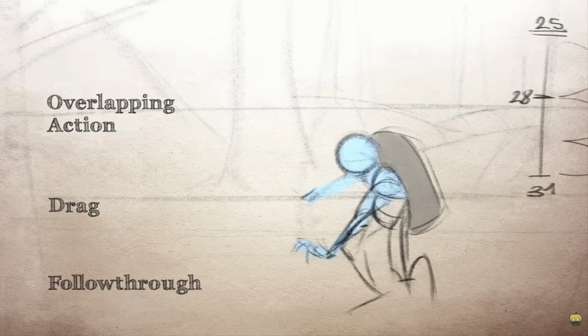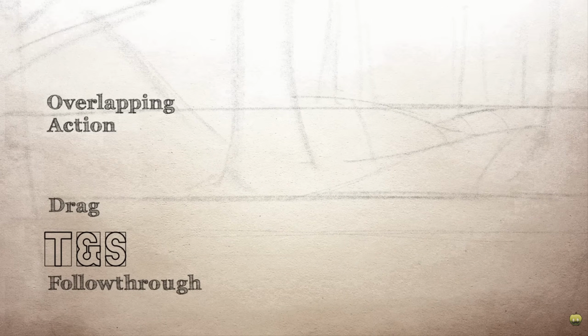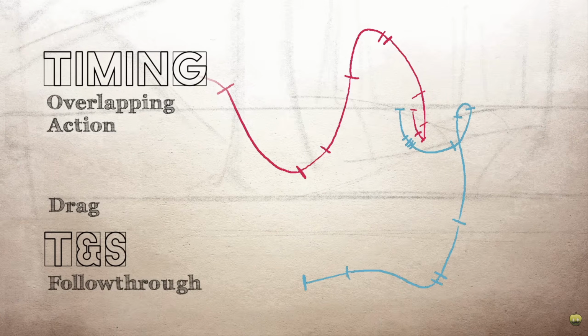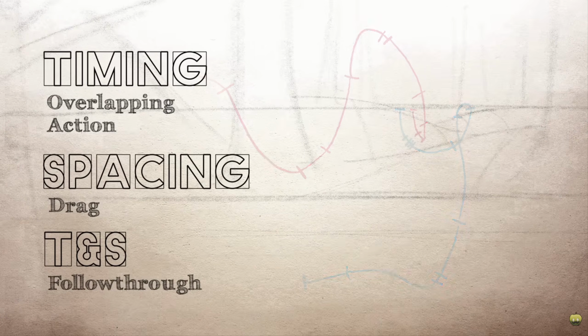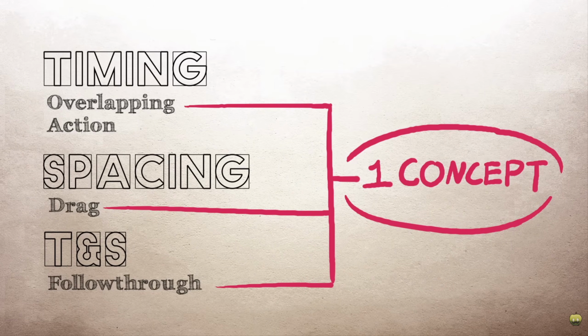Movement requires timing and spacing, so we'll put it in the timing and spacing category. Overlapping action describes the offset in timing of the main body and its appendages. And drag describes an offset in position of the appendages of the main body. So in reality, these are all the same concept, but viewed in the lens of timing, spacing, and then timing and spacing. That was easy.